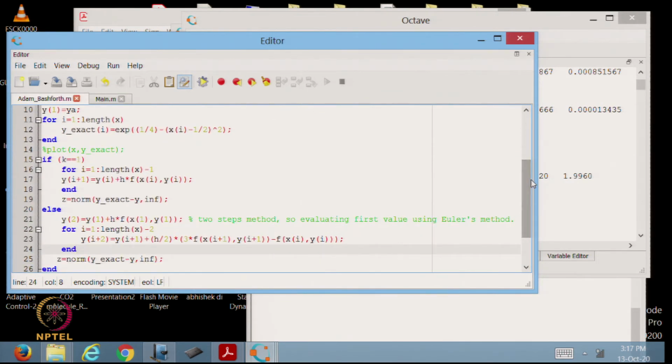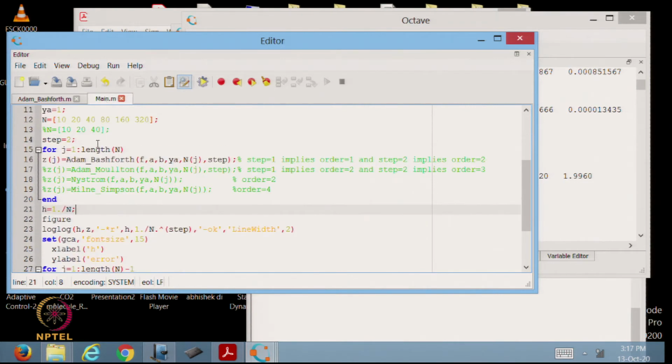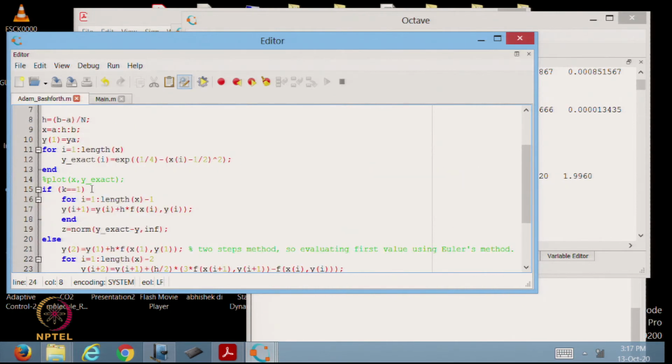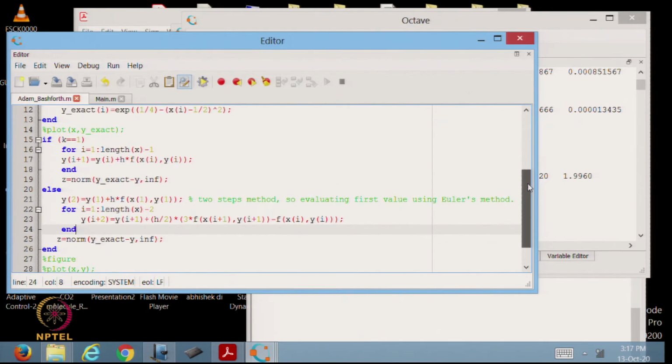It should be very clear to you that you cannot give an arbitrary value of step here. If step is equal to 3, then also AB2 will run, because that is what I have given in the else part here. So, it will run for any value of k, but the algorithm which we are implementing for any value of k is just AB2. So, you have to modify this code if you want higher order difference schemes under the Adams-Bashforth category.